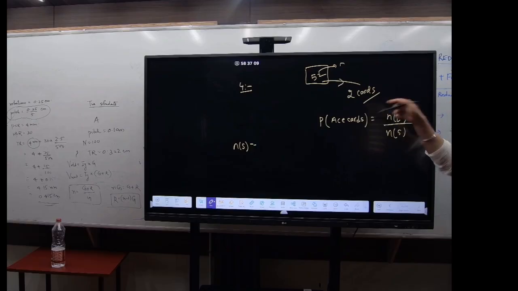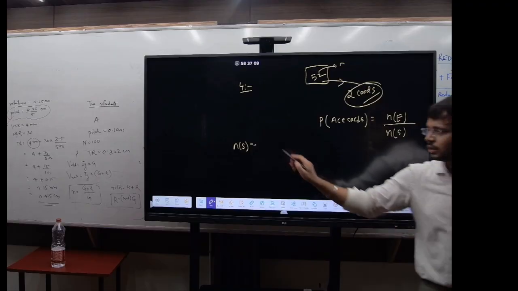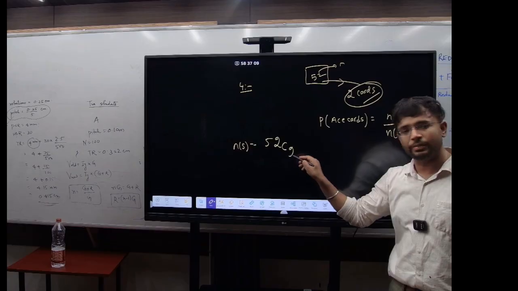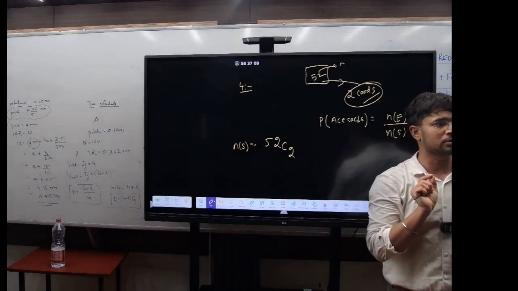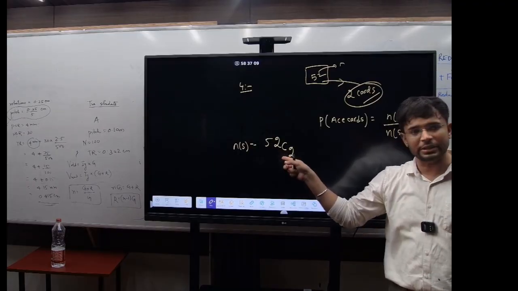What is the work? I have to pick 2 cards. How many cards are there? So how many ways can I pick 2 cards out of 52 cards? Just like how many ways can I select 2 out of 8? 8C2. So how many ways can I select 2 out of 52? 52C2, yes or no? So I can have all these possibilities. I can select any 2 cards out of 52 cards. So the sample space will be this.